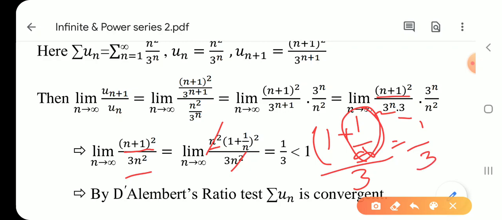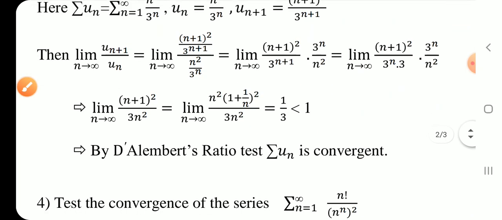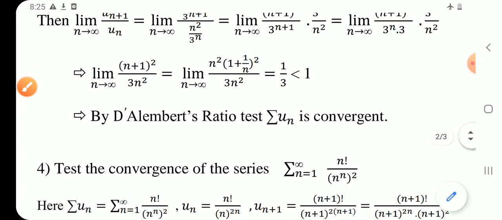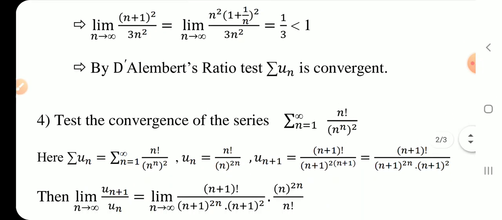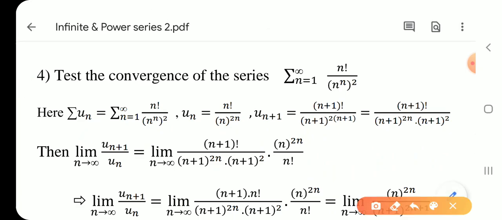So you will get 1 by 3. 1 by 3 is surely less than 1. Therefore, by D'Alembert's ratio test, sigma un is convergent. So if you go on practicing these problems, you will understand this, and these are very easy problems to score in the university exam. So let us take one more.